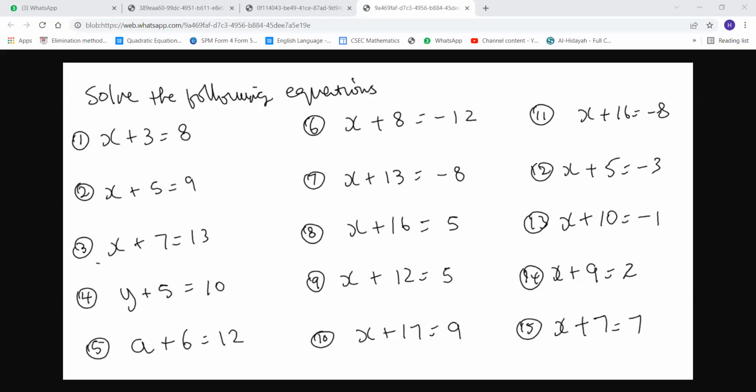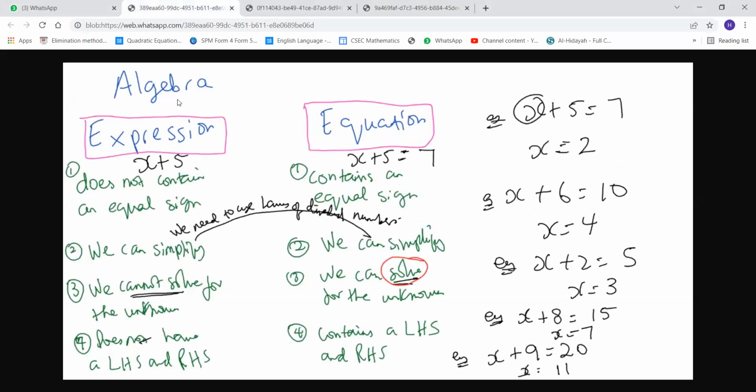So lastly, we looked at solving equations. In algebra, there's something called an expression and something called an equation, and we need to recognize the difference between the two. The expression is simpler. The equation is a little more complex because it has a left hand side and a right hand side. It has an equal sign as well.